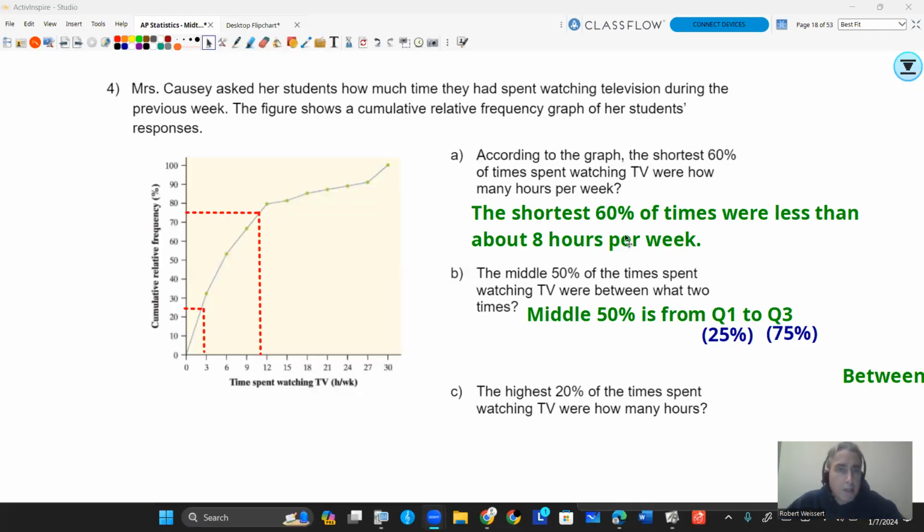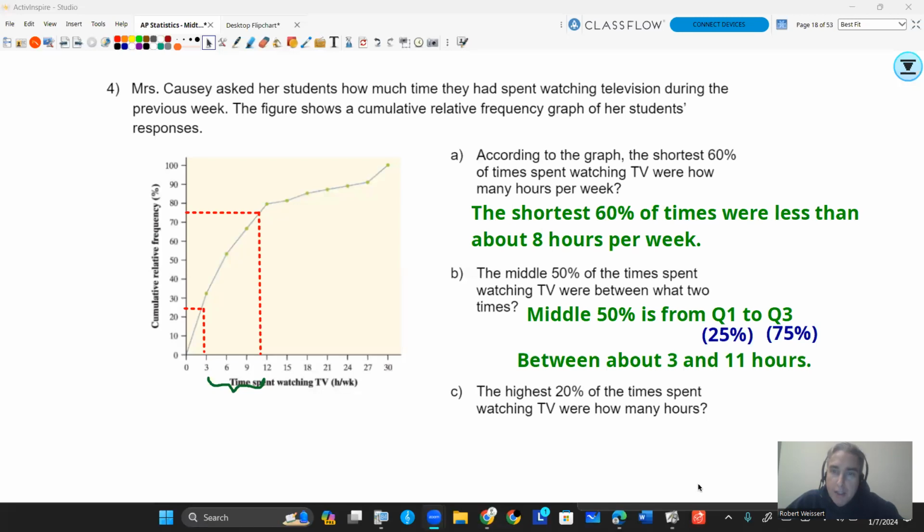All right, here's my rough sketch. It's not perfect by any means, but I estimated about the 25th percentile to be there, maybe around 3. In the 75th percentile, I don't know, somewhere around 11, I guess. And so I think I said between about 3 and 11 hours. So we're just talking about these right there. Between 3 and 11 hours is the middle 50%.